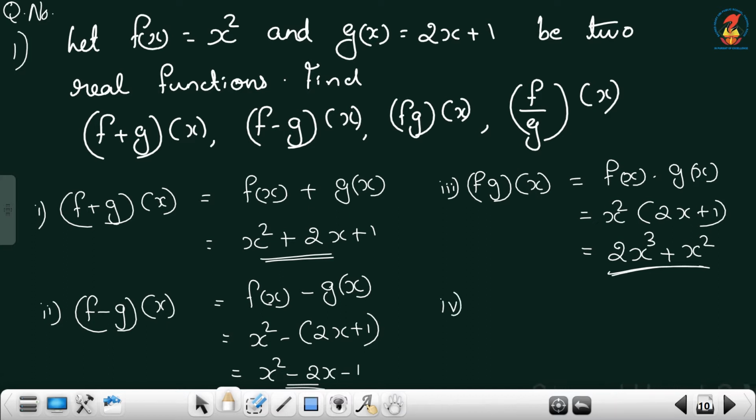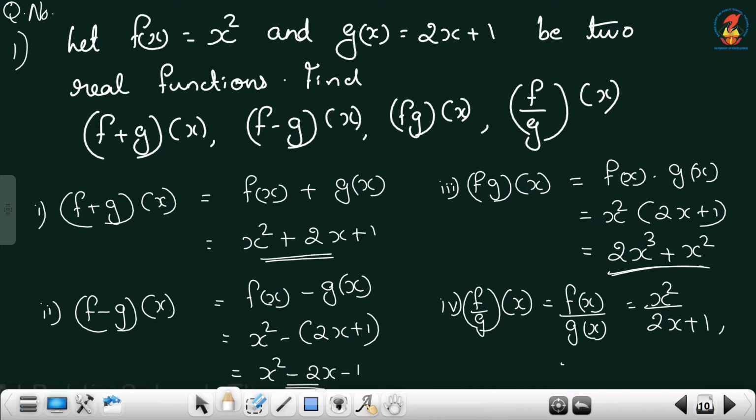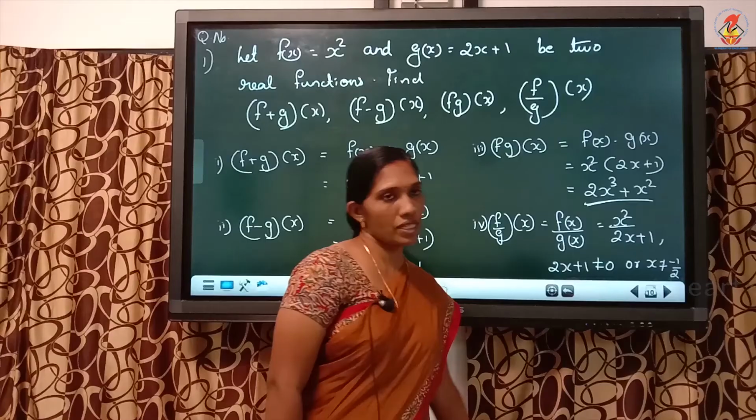Now the last one, f by g of x. f by g of x is defined as f of x by g of x. f of x is x square by 2x plus 1. Okay, you can keep it as itself, and this denominator cannot be 0. So 2x plus 1 cannot be 0, or x cannot be minus 1 by 2. Anyway, you can write either x not equal to minus 1 by 2 or 2x plus 1 not equal to 0.